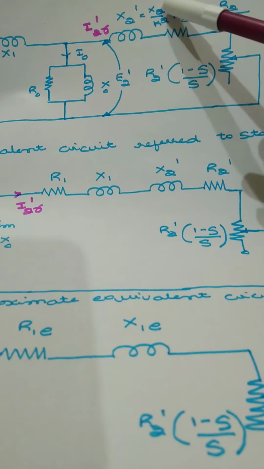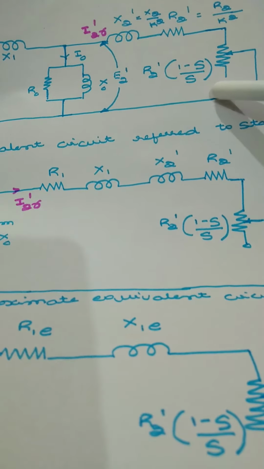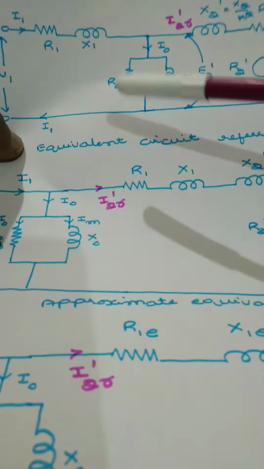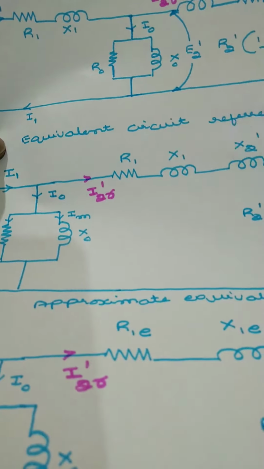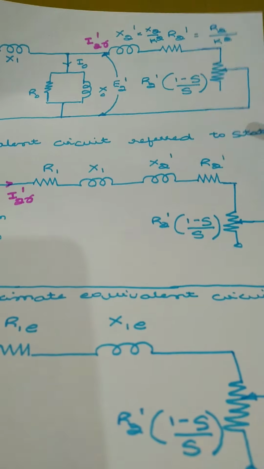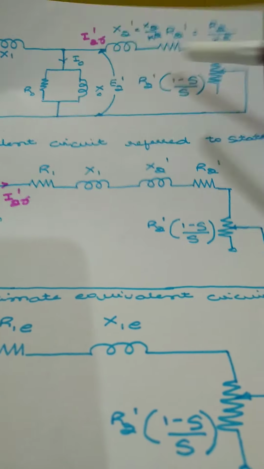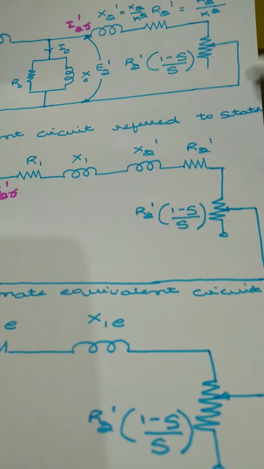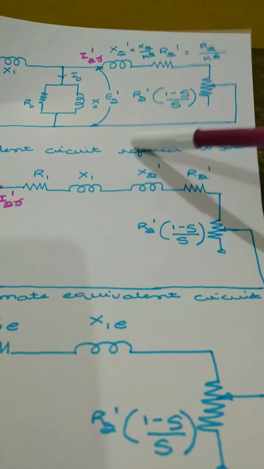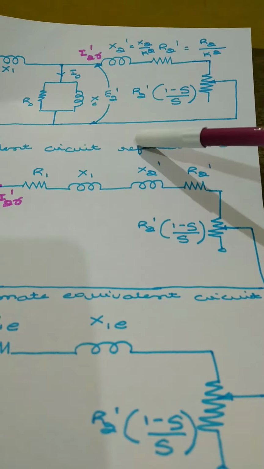X2 dash is nothing but X2 by k square, and R2 dash is nothing but R2 by k square, and this also you can bring to the stator side, that is R2 dash (1 minus S) by S. So this represents the equivalent circuit referred to the stator side. Now you bring the rotor side components to the stator side. If you bring the rotor side components to the stator side, the analysis becomes very easy. That's why we bring the rotor side components to the stator side.